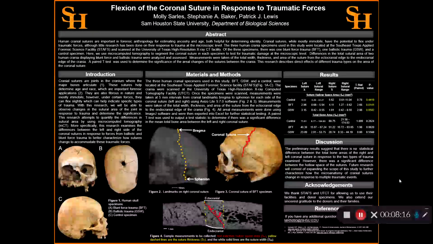In this study, we had 3 different specimens. So in the future, we would like to expand the scope of our study to further characterize how the microanatomy actually changes in the coronal suture in response to different types of trauma. And maybe in the future, we can also assess different types of trauma as opposed to just the ballistic and the blunt force.